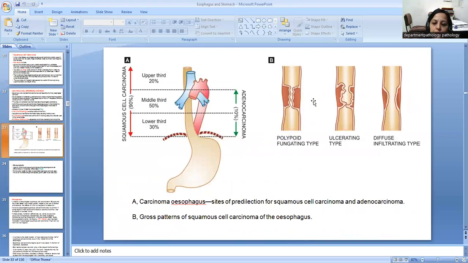So here we can see the 3 types. This one is the polypoid or the fungating, which is coming into the lumen. This is the ulcerating type, and this is diffuse infiltrating. So here we can see that the squamous cell carcinoma is most common in the middle third. Okay, and this is the distribution for adenocarcinomas.